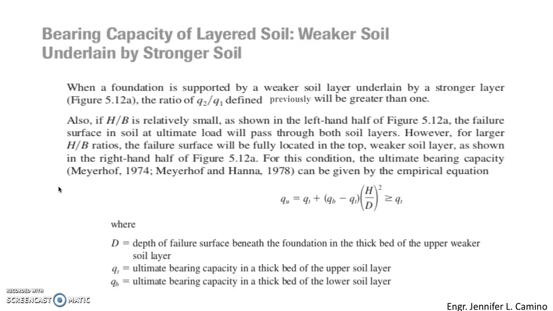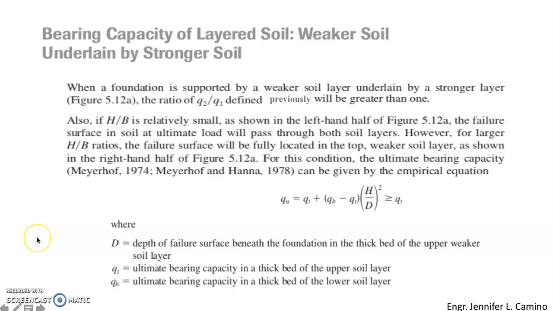So for this concept, we have here a foundation that is supported by a weaker soil layer underlain by a stronger soil. Of course, we are still on two-layered soil. However, our top layer is a weaker soil and the bottom layer is a stronger soil. So the ratio between q2 over q1, as defined previously, will be greater than 1.